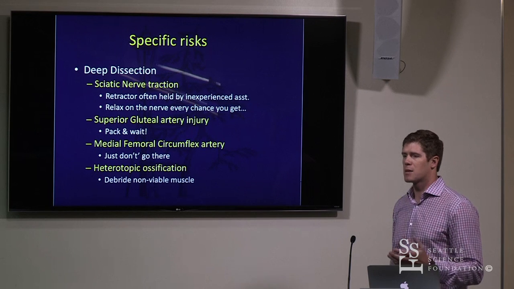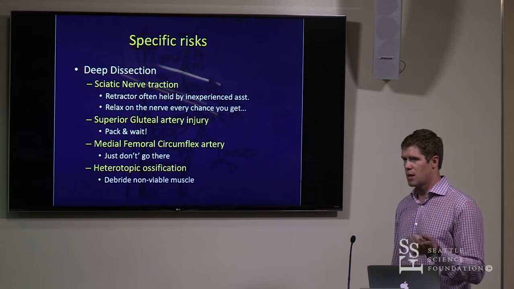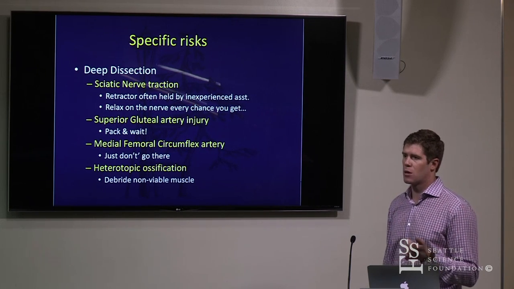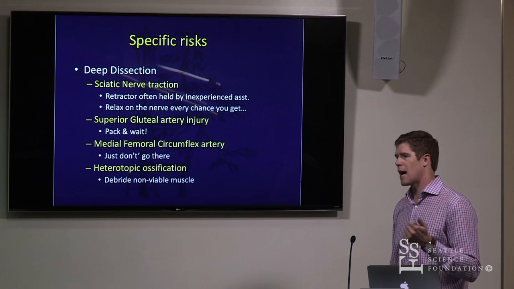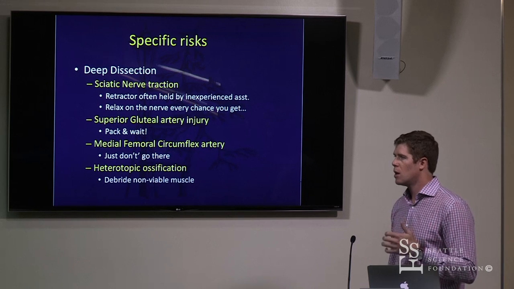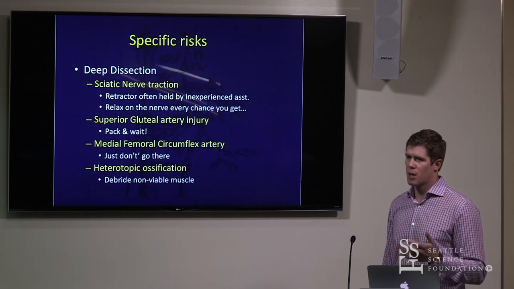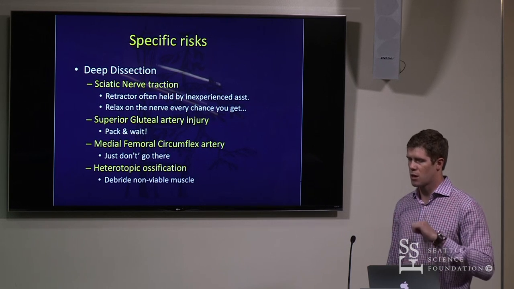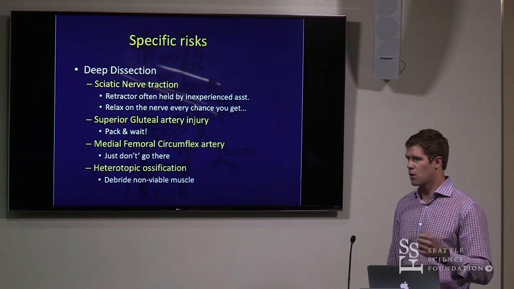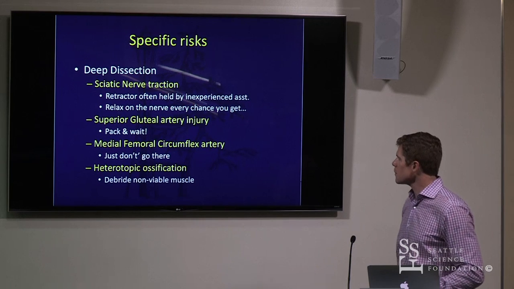So the specific risks of this approach include sciatic nerve injury. Most of the time that's a sciatic nerve palsy, either associated with not relaxing the nerve during the surgery with knee flexion, hip extension, or vigorous retraction on the nerve throughout the case. So I would implore everybody, any time you're pausing during the case to talk, to look at equipment, etc., have your assistant relax on the nerve so it has time to breathe.